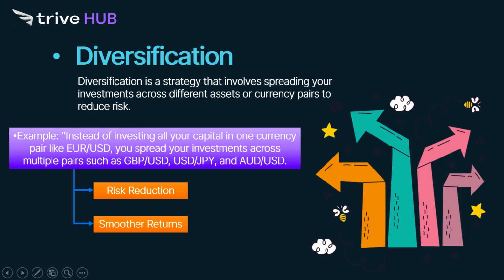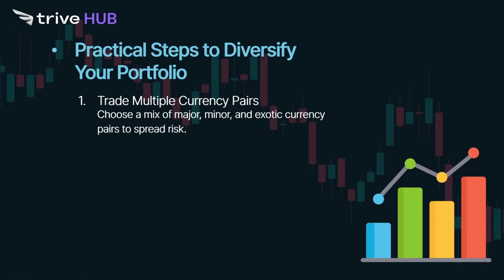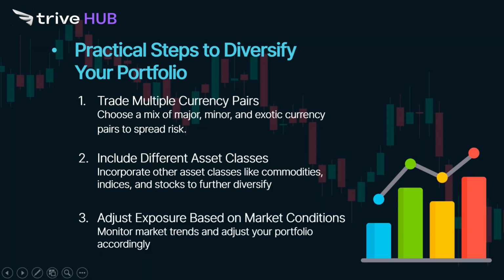So let's quickly see some practical aspects to diversify your portfolio. You can use multiple currency pairs as we have discussed earlier. You can use minor, major or exotic pairs to spread the risk, or you can include different asset classes, like gold, silver or other commodities, or you can go for stocks or other indices, to diversify your risk beyond the forex market.